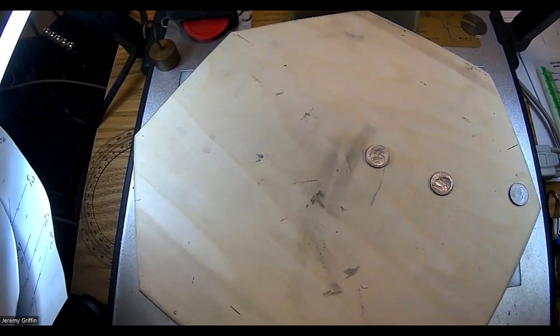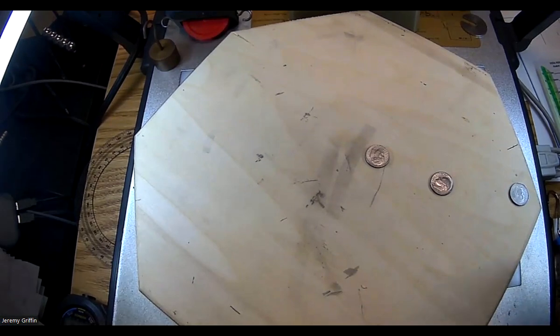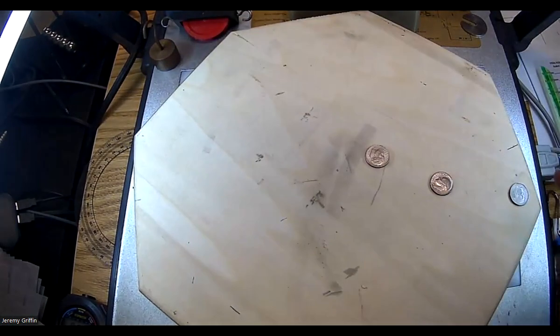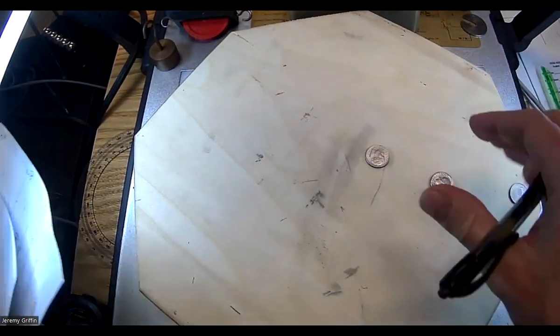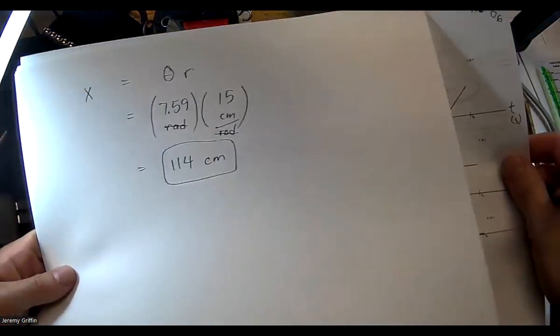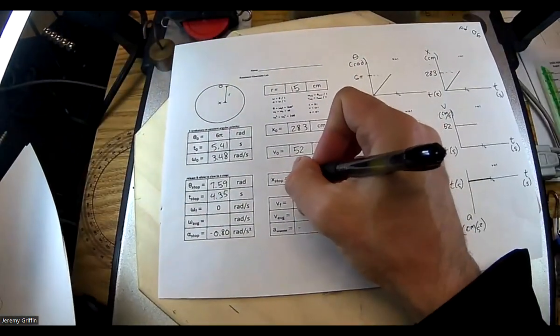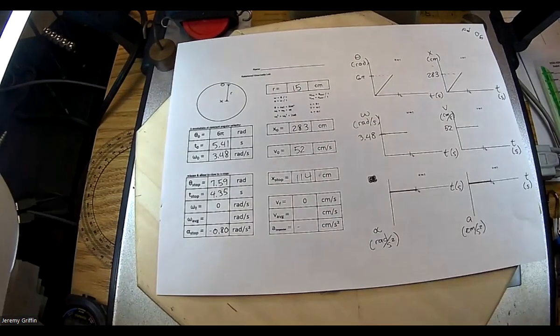You guys remember the trundle wheels? We were blasting balls off the balcony. The trundle wheel did have a circumference of 1 meter. This one is a little smaller than that. So over a meter it went, 114 centimeters. That looks like a believable number.